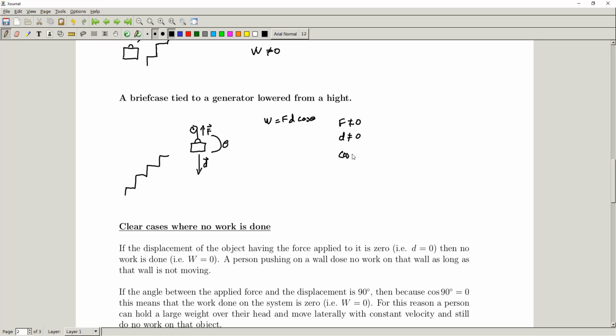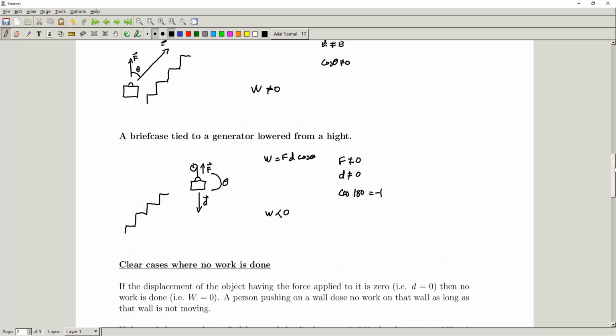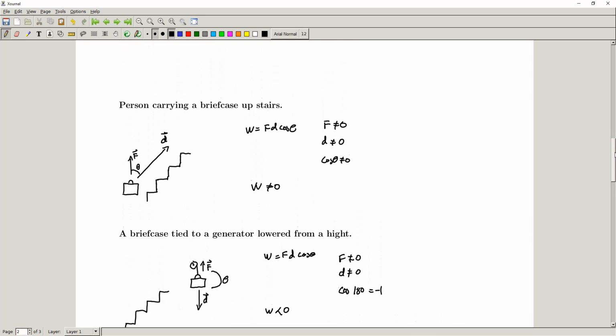And the cosine of 180 degrees is equal to -1. And so what do we end up with? Well, we end up with a work that's negative, so a work of less than 0. So the work being done by the generator on the briefcase is negative. It's doing negative work on the briefcase, and so it's extracting some energy from the system. And we're going to take a closer look at all these ideas more carefully as we go through the module. But just be aware that work can be negative.